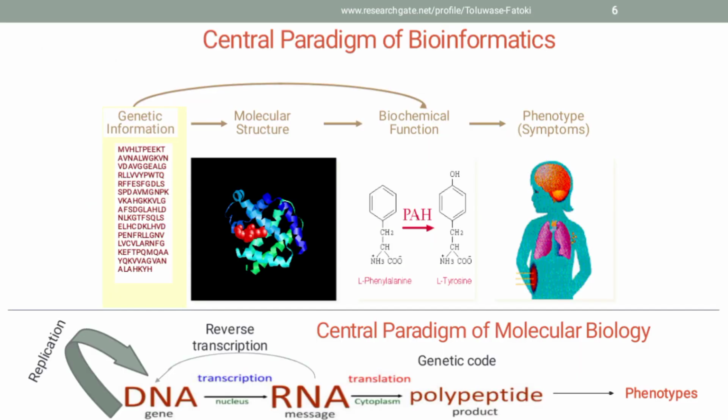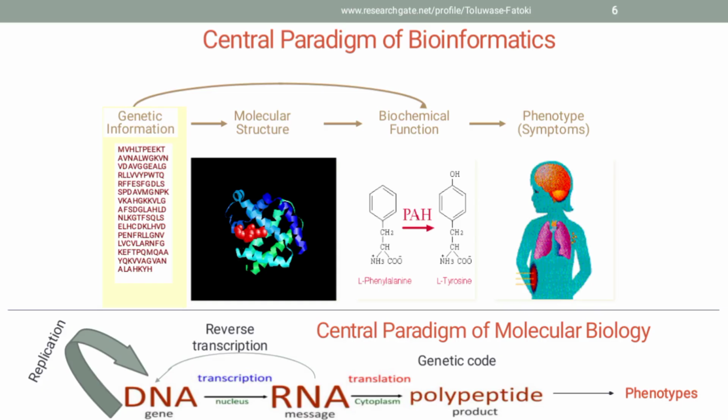Central paradigm of bioinformatics involves accessing the genetic information, turning it into molecular structure, and from the molecular structure, we obtain the biochemical function of those molecular structures. And also from the function, we can determine the phenotype. Structure determines function, and function can also lead to particular phenotypes or particular symptoms.